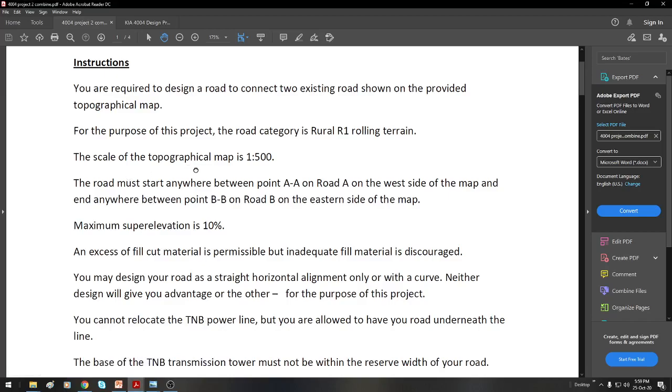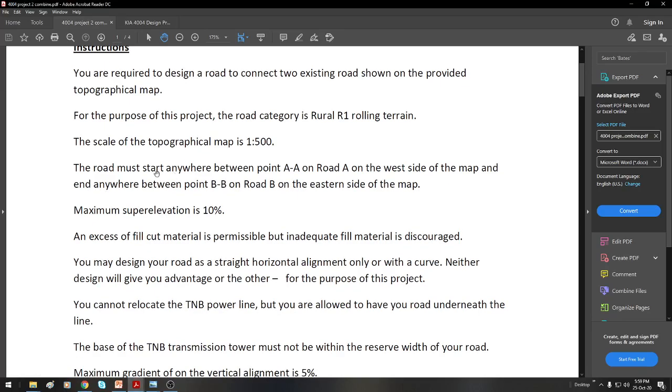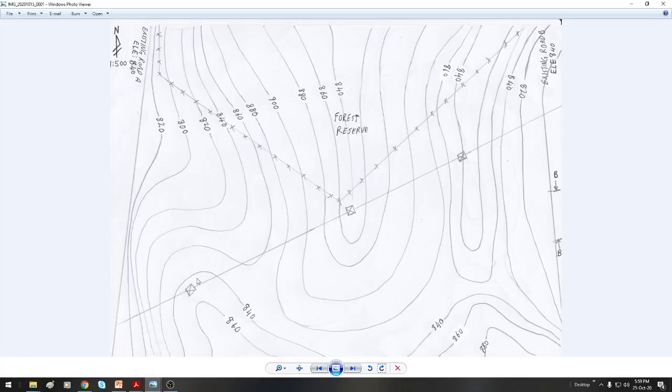Okay, scale of the topo map is 1 to 500. Road must start anywhere between point AA on road A on the west side of the map and end between point BB on the road on the eastern side of the map. So in this map, I don't specify point AA. All right. So you can start your design anywhere. Okay, your road can start from any point that you want. However, it must end between these 2 points, BB. This window, okay, you must end your design between these 2 points.